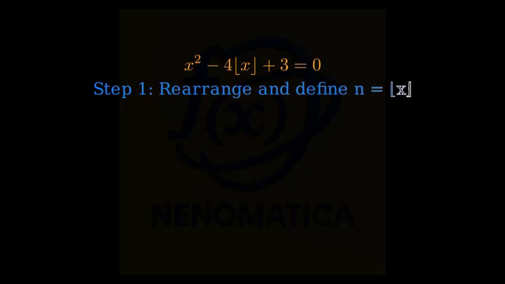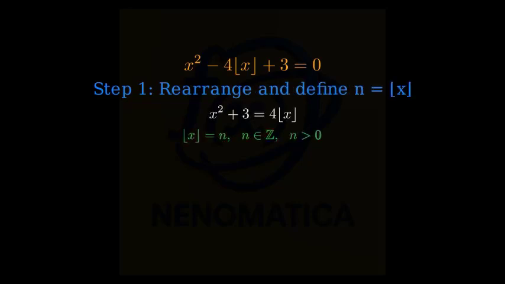In this lesson, we will solve the equation x squared minus 4 times the floor of x plus 3 equals 0. We'll follow a clean step-by-step plan. Rearrange, bound using the floor property, solve for n, and then find the x values that satisfy the original floor condition. Step 1. Isolate the floor term.